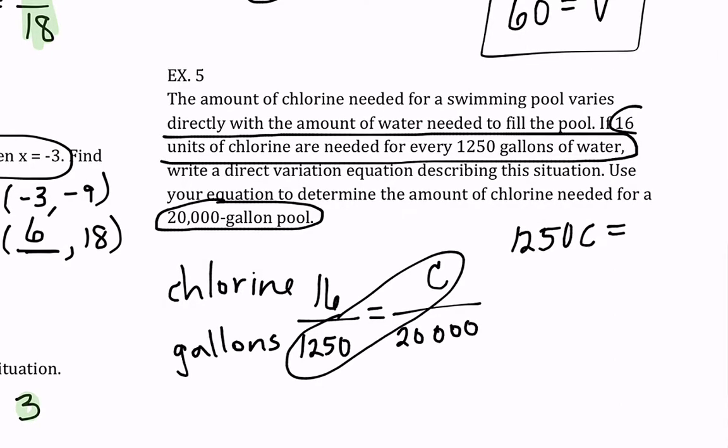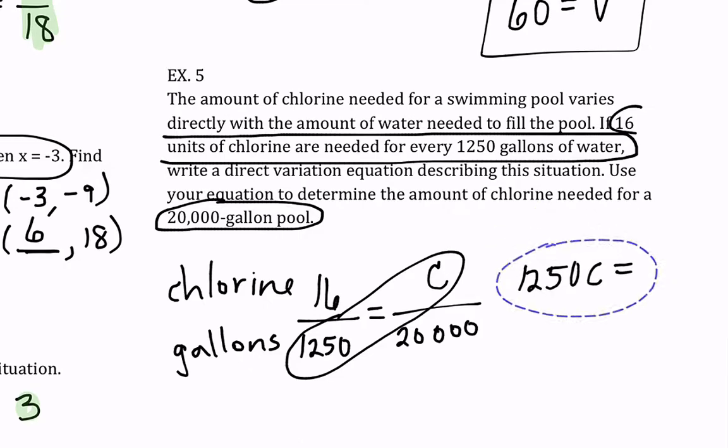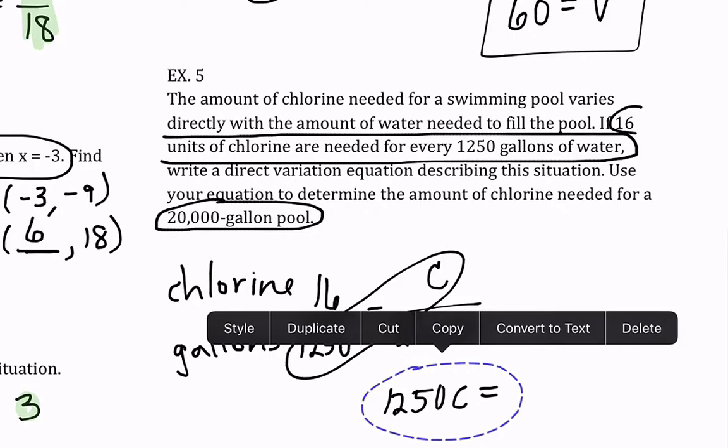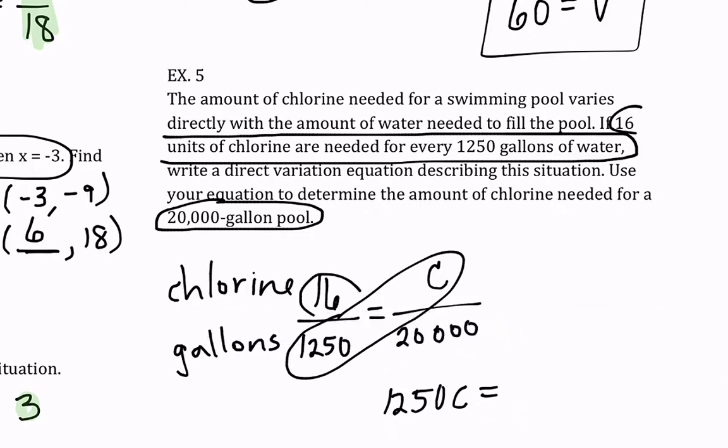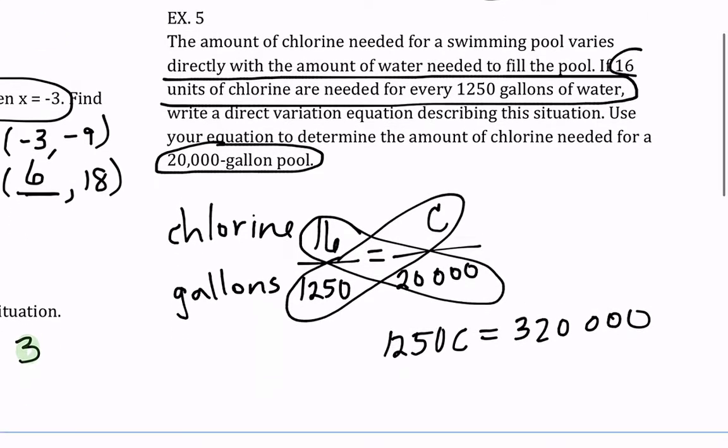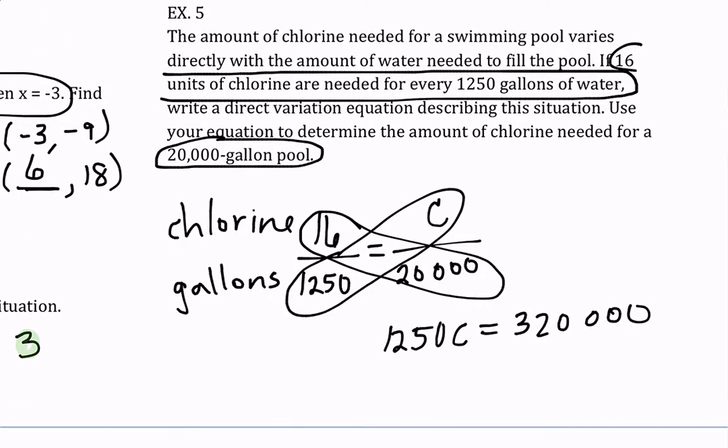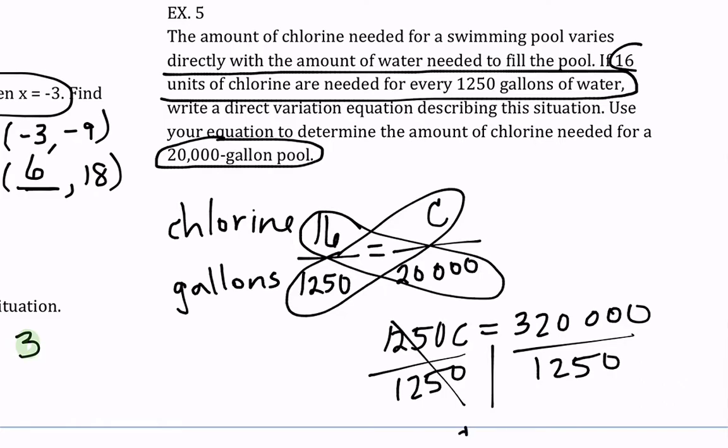And then we're going to multiply the other way around. Now I'm going to take 16 and multiply it by 20,000, and that's going to give me 320,000. So to solve, I need to get rid of that 1250, so I'm going to divide both sides. 1250 on top cancels the one on bottom, so C drops down.